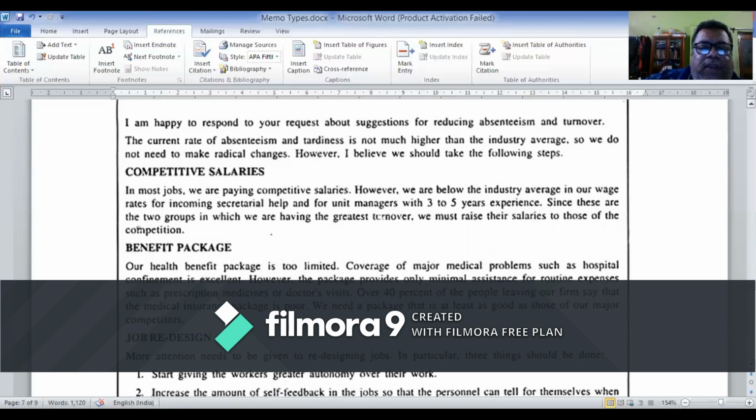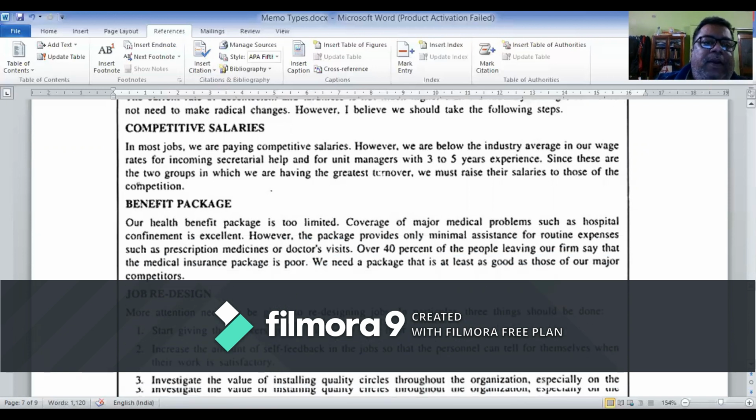Whatever steps that need to be taken, they have highlighted one by one. So there's competitive salaries, there's a benefit package, there's a job redesign. So in most jobs, we are paying competitive salaries as sales. However, we are below industry average in our wages rates for incoming secretarial help and for unit managers. So the problem has been identified. So she says where things need to change.